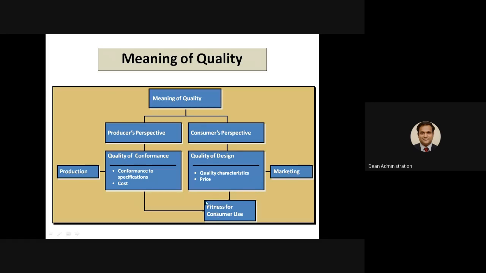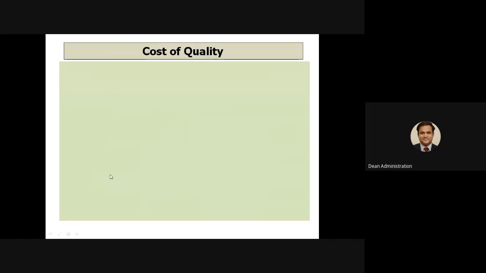Okay. And ultimately it all revolves around fitness for consumer use. So you may conform to the product specification, but the customer may not want to accept that product. So then what is happening? Then what is the use of your conformance? Your conformance must actually match the fitness for use by the consumer. So then and only then you will be able to get this correct, or else you will be stuck selling the previous products.